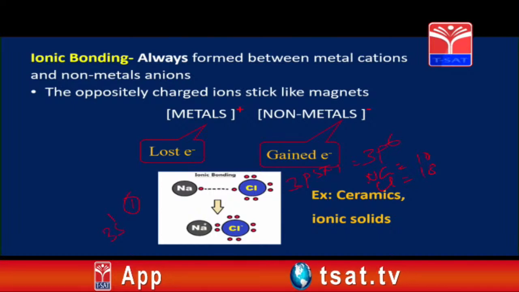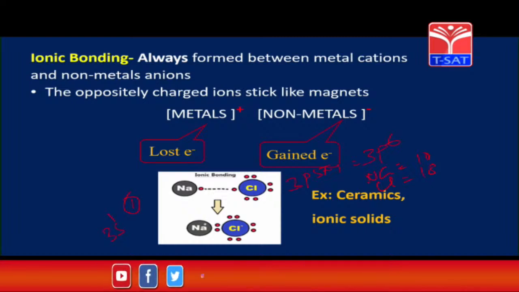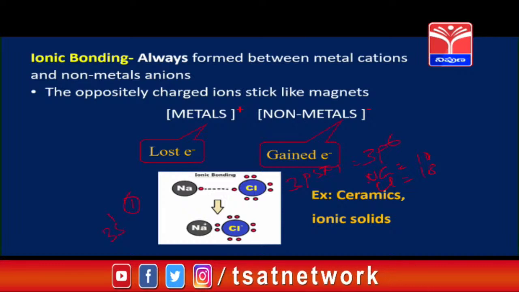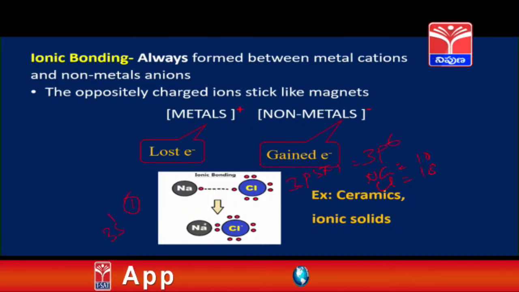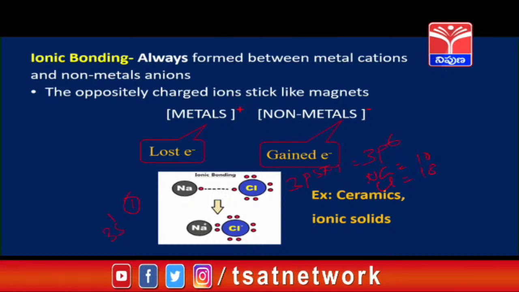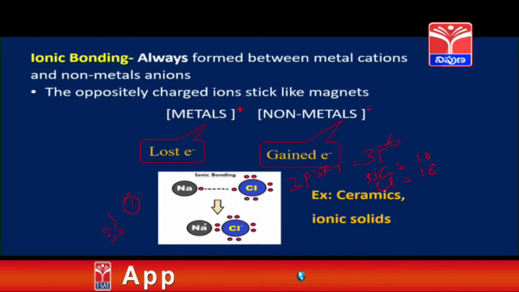So, in that way both atoms acquire stability. That means, when sodium and chlorine get involved in ionic bonding, both atoms acquire stability by reaching the configuration of a noble gas. All of you know noble gases are very stable, they are inert. So, any atom whose electronic configuration becomes equal to the noble gas configuration acquires stability. Ionic bonding is found in ceramic materials, ionic solids.